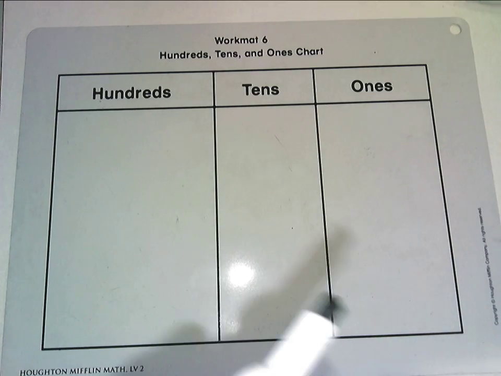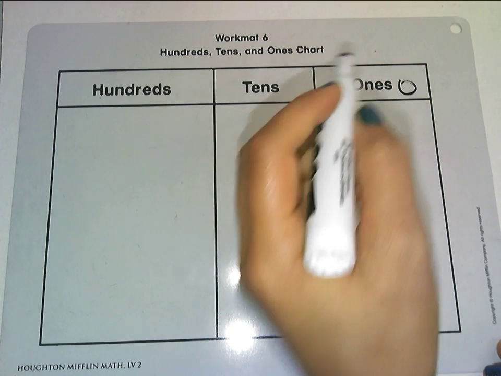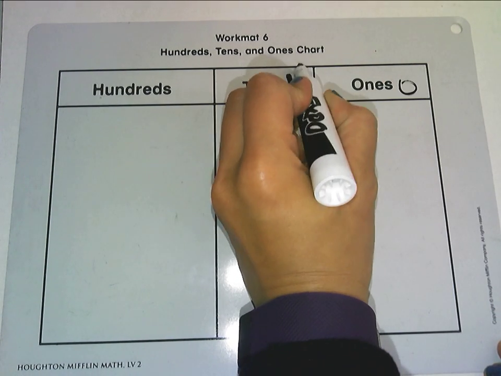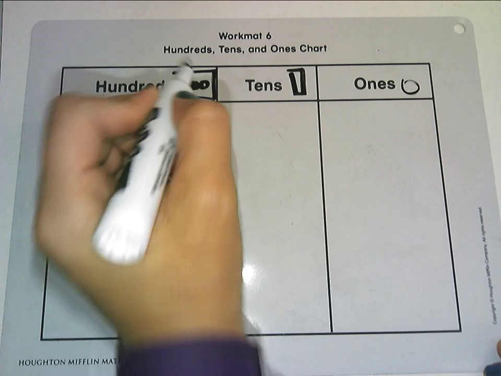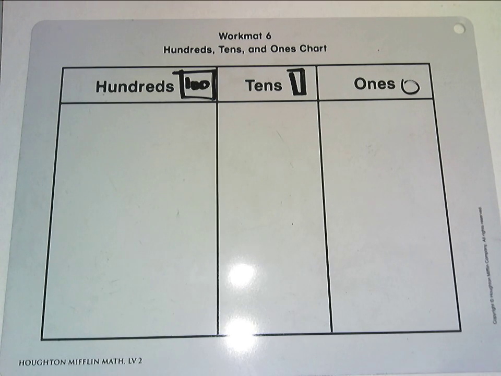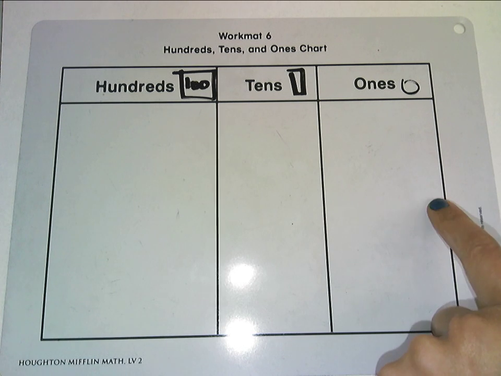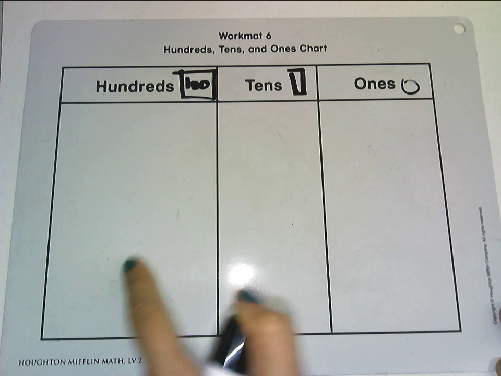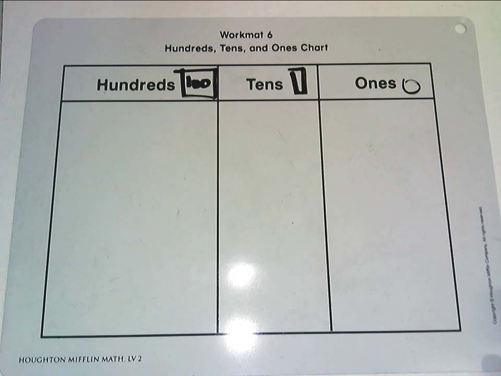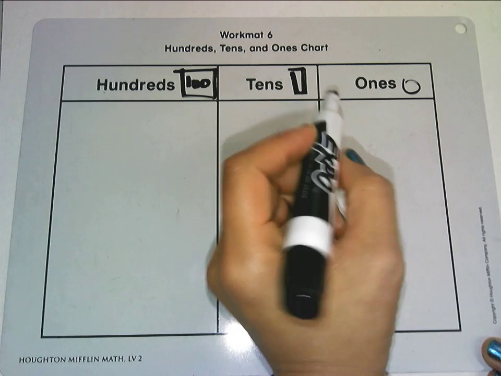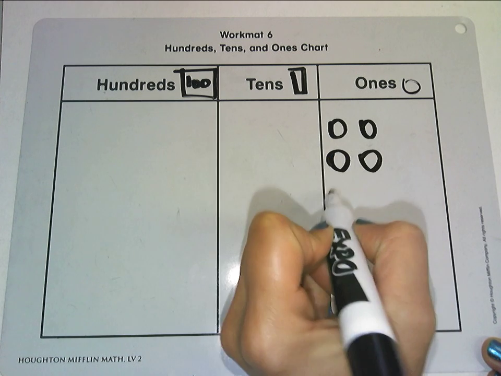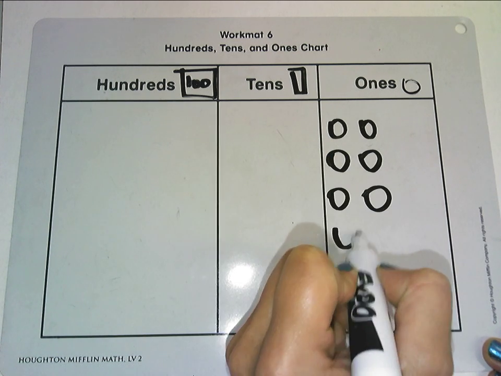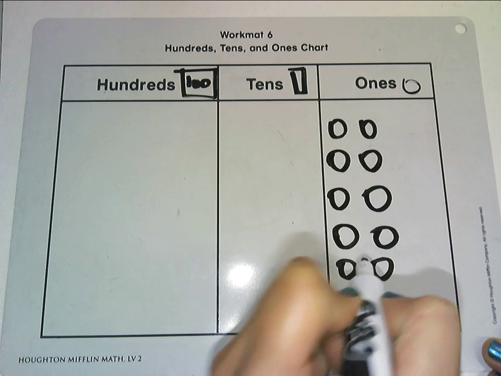So in the ones place, I'm going to draw a circle. In my tens place, I'm going to draw a stick. In the hundreds place, I'm going to draw 100. Okay? So you're going to be drawing your units in the correct places. Okay? So we're going to count up to 10 using just ones. Okay? So here I have 1, 2, 3, 4, 5, 6, 7, 8, 9, 10.